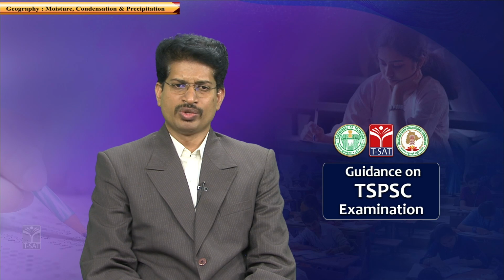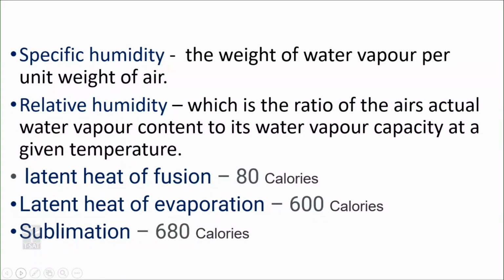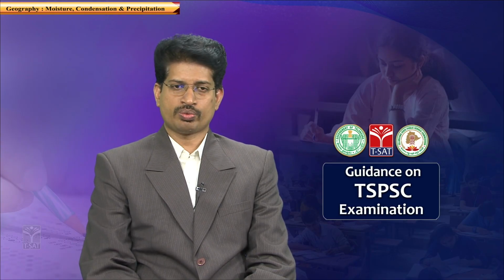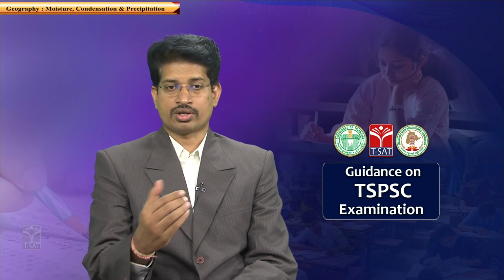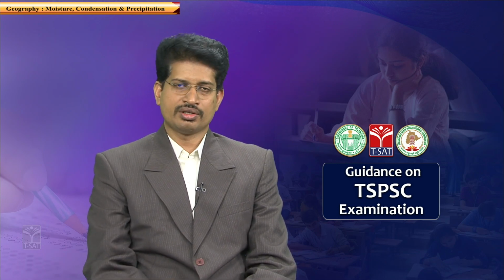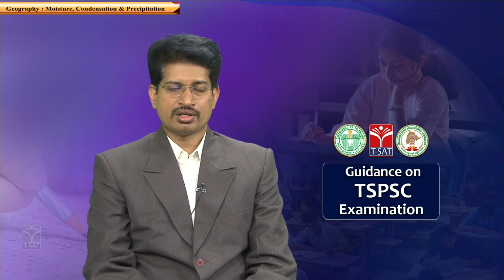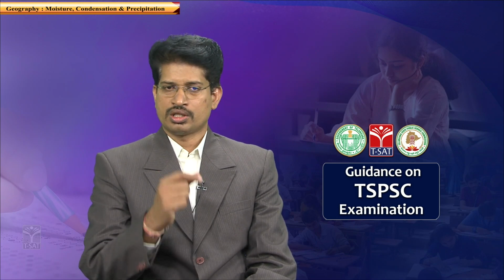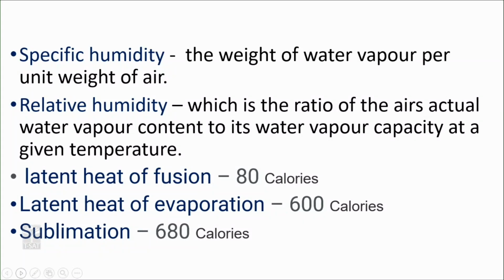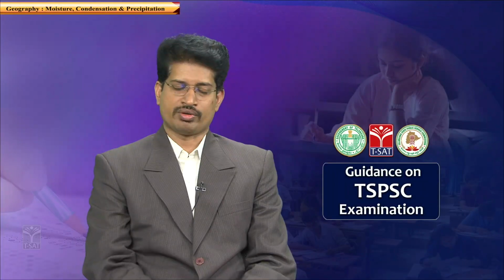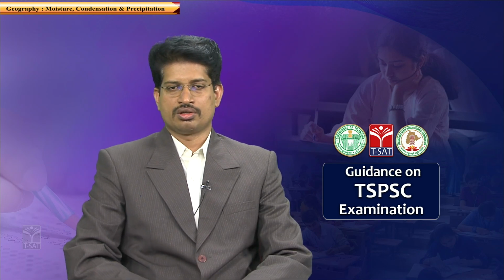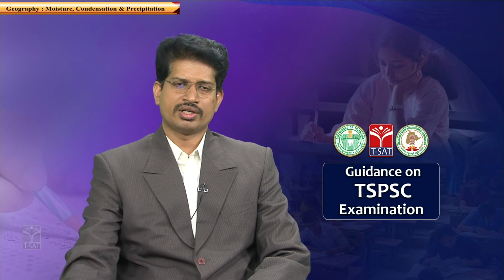The next is sublimation. Sublimation means a direct change of state from solid to vapor without becoming liquid. In this process, if ice directly turns into vapor, it requires 680 calories. Latent heat in terms of sublimation might be a question. Latent heat of vaporization, the calories essential for water, might be a question. Latent heat of fusion might be a question. So, the latent heat of fusion is 80 calories, latent heat of vaporization is 600 calories, whereas in the case of sublimation, it is 680 calories. From solid to vapor directly or vapor to solid, it consumes 680 calories. So, this is what latent heat is.